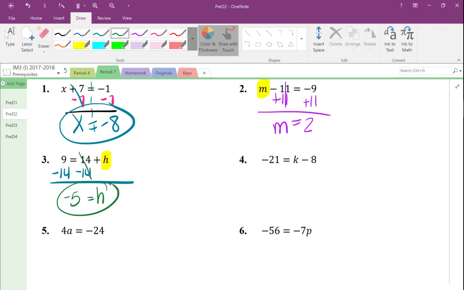Okay, do 4 for me, and I'll give you a ticket if you get it correct. I know you're all like, oh, come on, let's move faster. I know this is easy. I get it. Number 4.